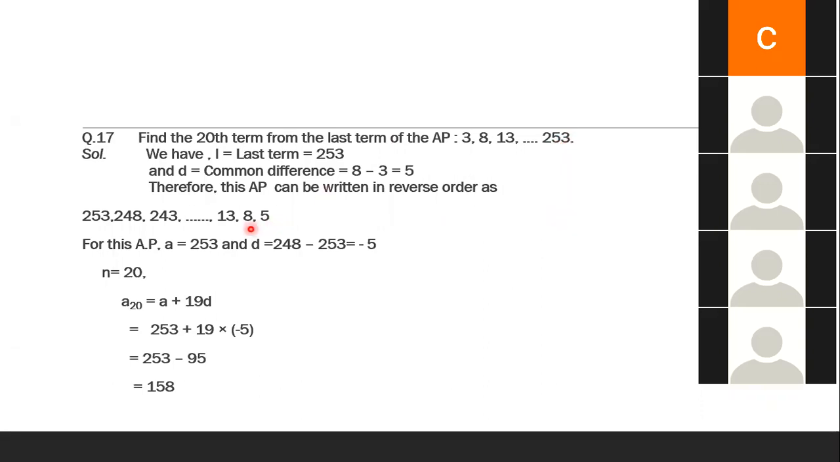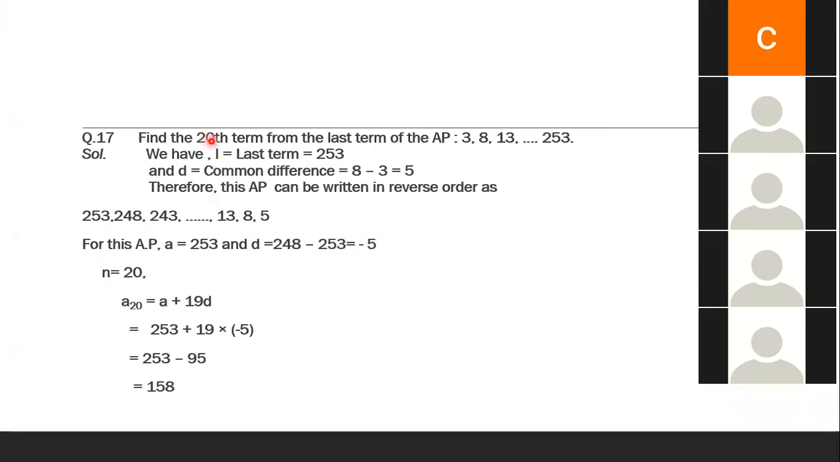Then, the D value: I'm subtracting, 248, 243, it is just reducing. So in this, the first term A is 253. The D value is 248 minus 253, it is minus 5. Am I clear, children? When we take from the last term, the D value we are getting is minus 5. Any doubt in this one?